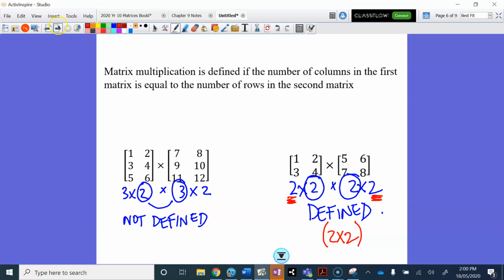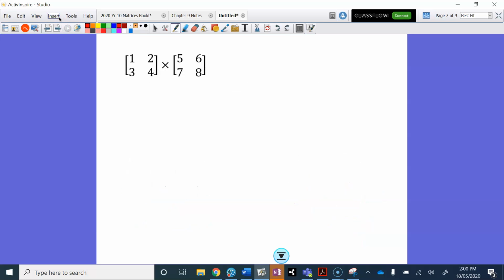So let's do a couple of examples of this type. So we've already tested with this one that I know that the multiplication is defined. The number of columns in this one is the same as the number of rows in this one. So I know that multiplication works, and I know that the answer is going to look like a 2 by 2 matrix. So when I'm doing this kind of calculation, the two words I like to use are run and dive.